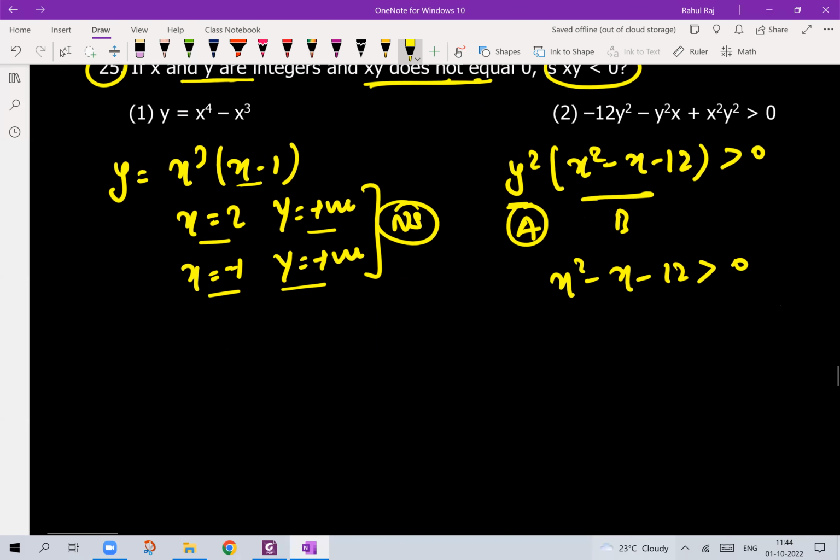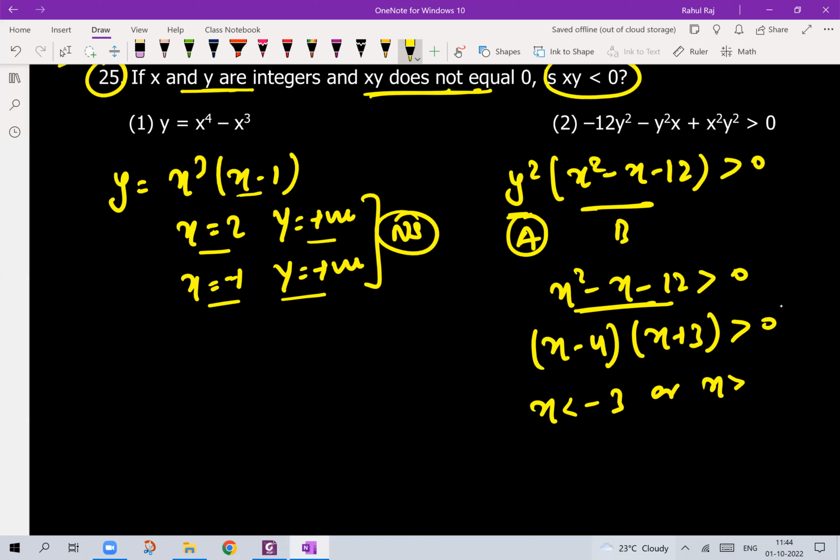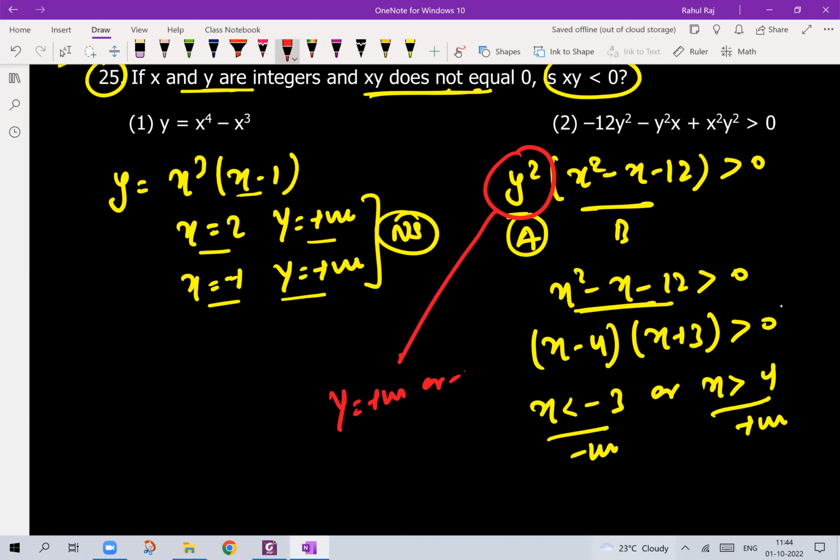If you factorize this, what happens? You will get x minus 4 into x plus 3 greater than 0. If you factorize this, this is the equation that you will be getting. It means x minus a into x minus b greater than 0, so x is less than -3 or x is greater than 4. So x can be a positive value, x can be a negative value. Very clear? And I know that y square is 100% positive, but y can still be positive or negative.